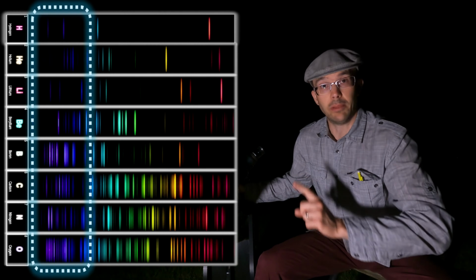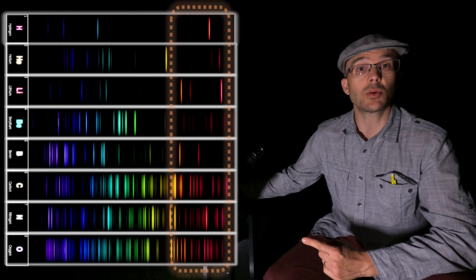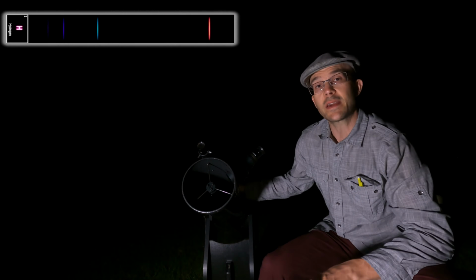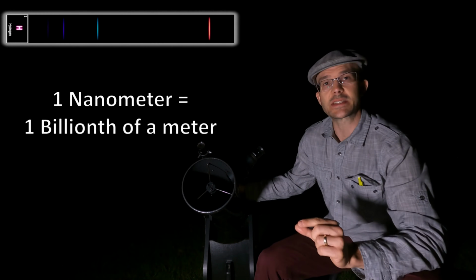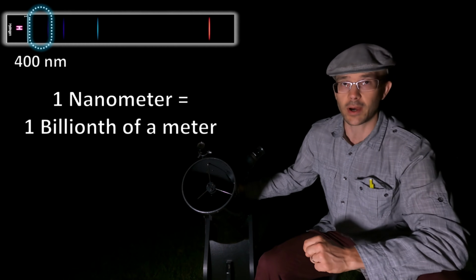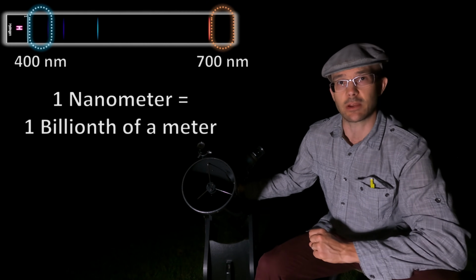These lines toward the blue end of the emission spectrum have a shorter wavelength, while these lines toward the red end of the emission spectrum have a longer wavelength. The wavelengths are measured in a tiny unit of distance called a nanometer. This point on the spectrum corresponds with 400 nanometers, while this spot corresponds with 700 nanometers.